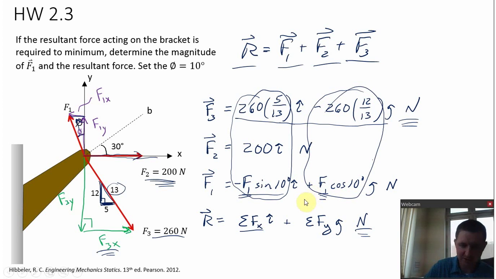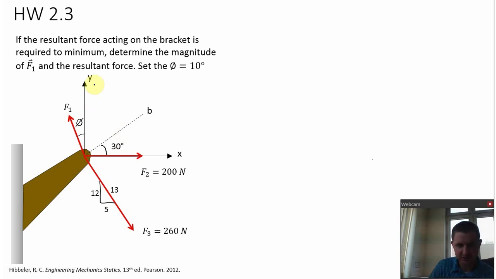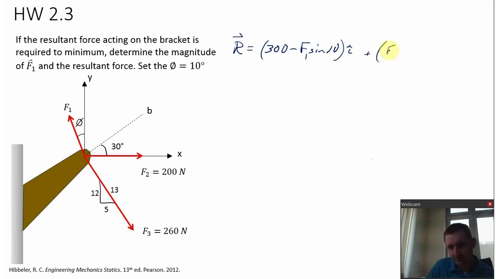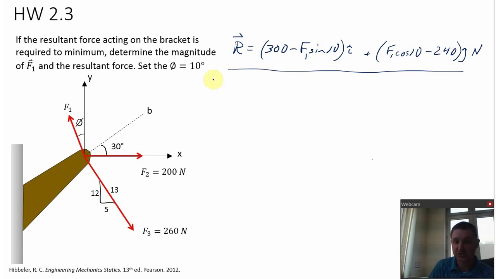Okay, so I'll write that force vector here now. So R, when you do that, the x component comes out to be 300 minus F1 times sine of 10 i hat plus F1 cosine of 10 minus 240 j hat newtons. Okay, so there is the vector R.